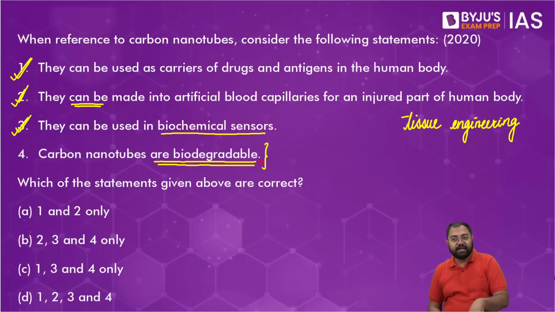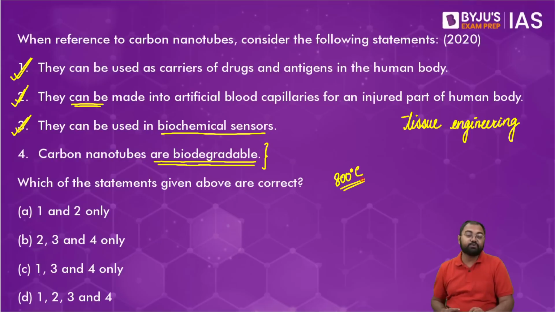Right now, if we had to dispose carbon nanotubes, we use incineration. Incineration meaning that the carbon nanotubes will be heated to up to 800 degrees Celsius, so that they can be destroyed. So that's how we try to take care of it.